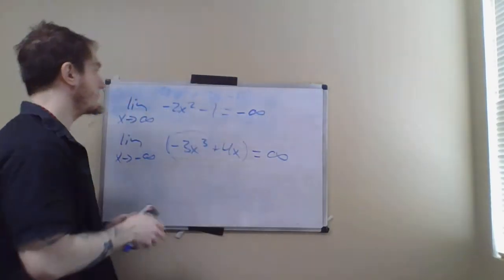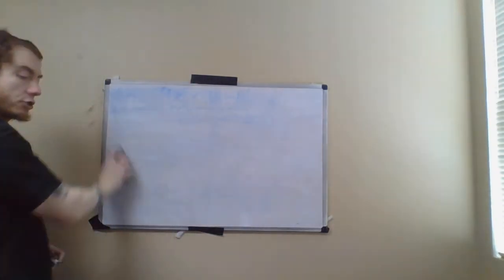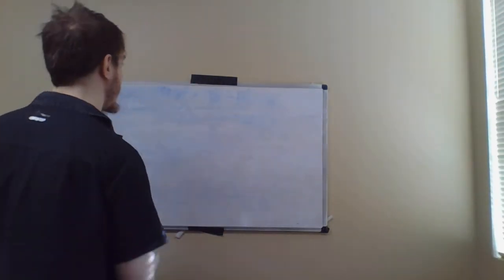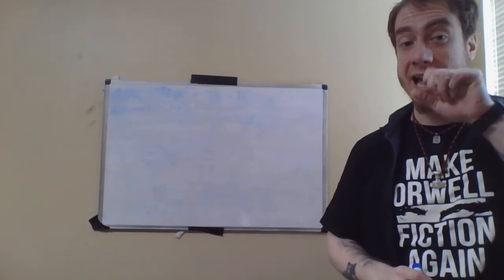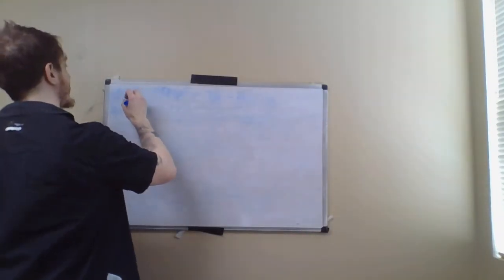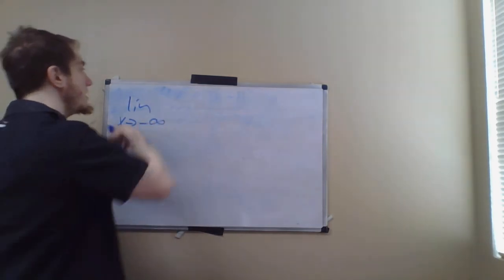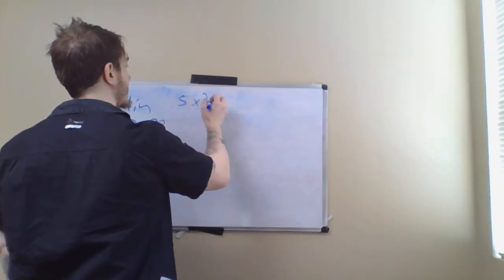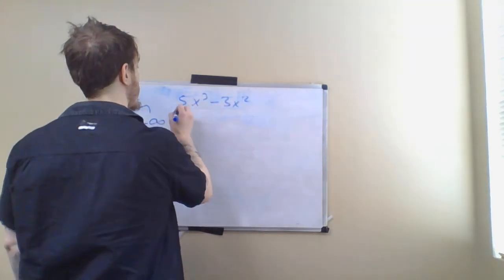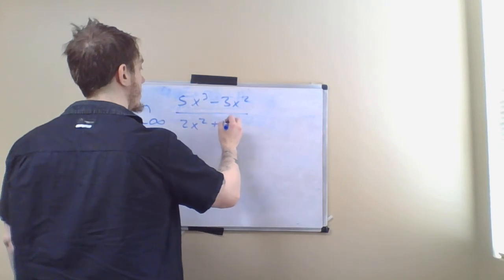The same sorts of things apply to rational functions as we go off towards infinity. All that really is going to end up mattering is what happens with your first terms. So let's think about why that is the case. Let's suppose that I want to do the limit as x approaches minus infinity of, let's say, 5x cubed minus 3x squared divided by 2x squared plus 4.